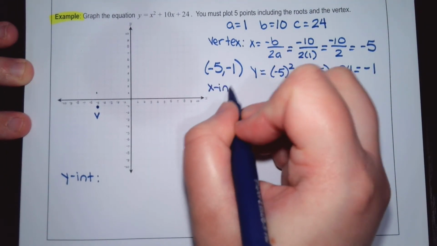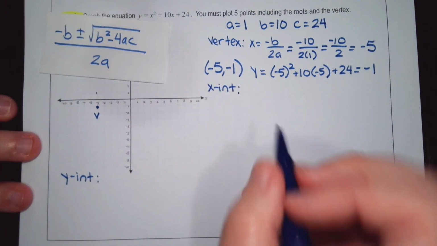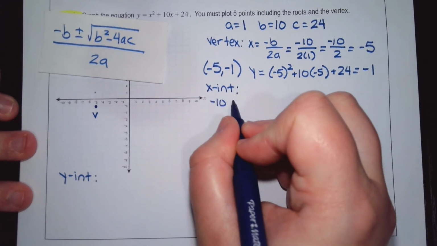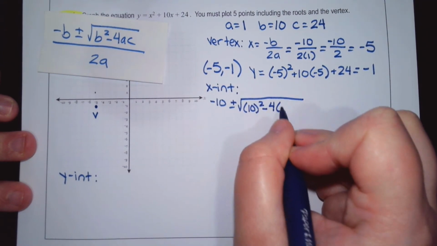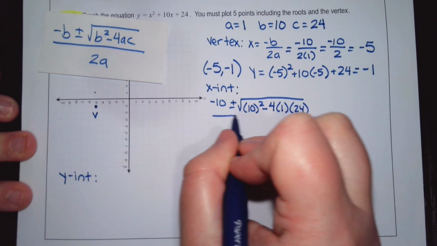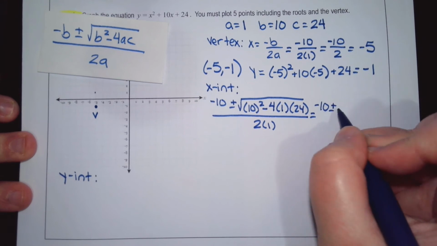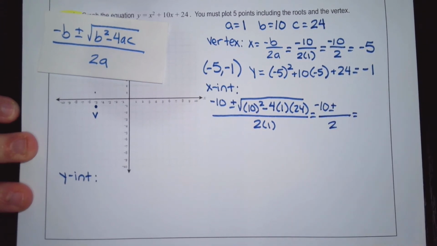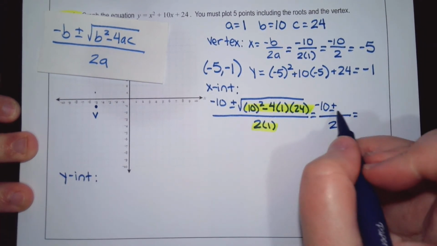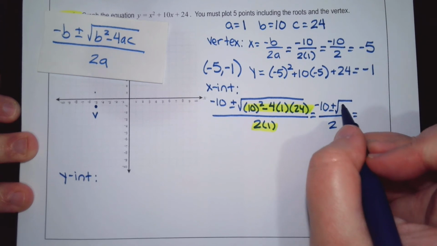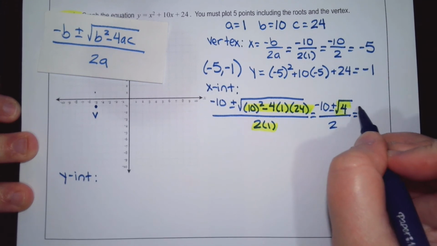Next, my x-intercepts. We use the quadratic formula. So we have negative 10 plus or minus the square root of 10 squared minus 4 times 1 times 24, all over 2 times 1. Simplify everything underneath the square root and in the bottom. So it's going to be the square root of 4. And then we take the square root of 4, which is going to be 2.